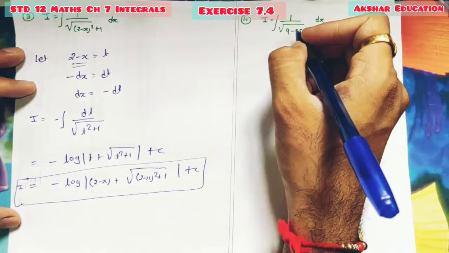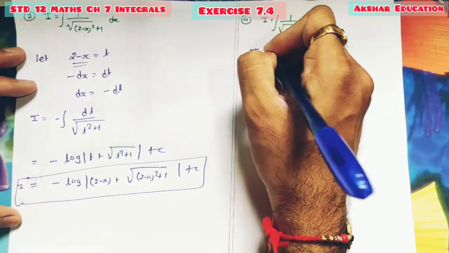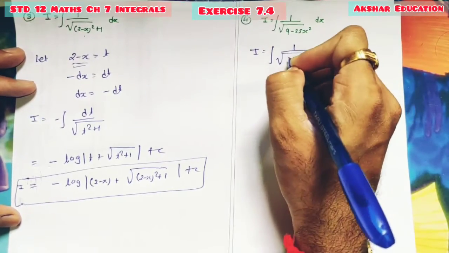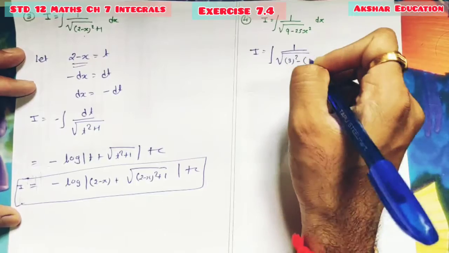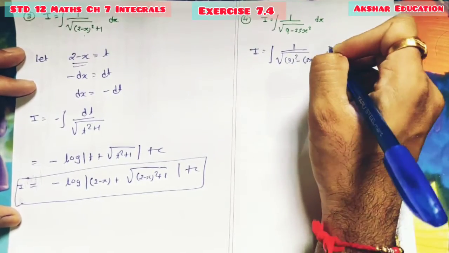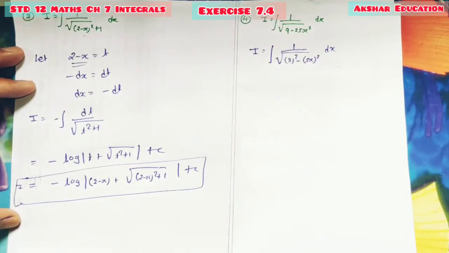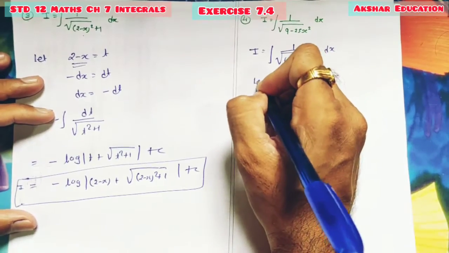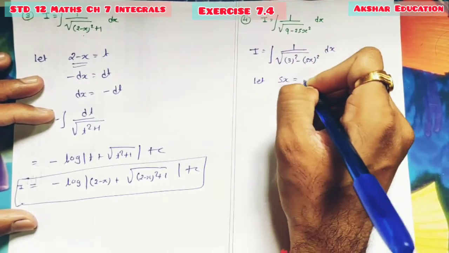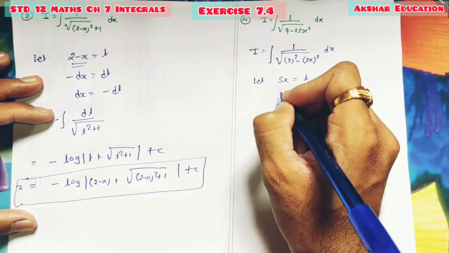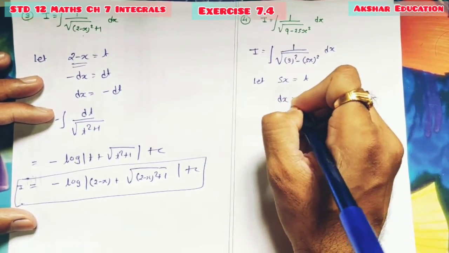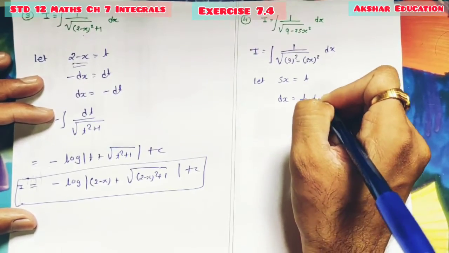Now here we can write this integration I as the integration of 1 upon square root of 3 square minus 5x whole square dx. Done. So now we can substitute 5x as t. So let 5x equal to t. Taking differentiation on both sides, 5 dx equals dt. So dx equals 1 upon 5 dt.